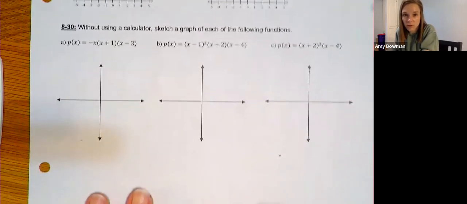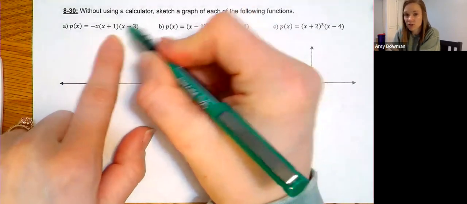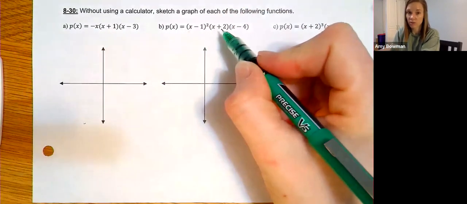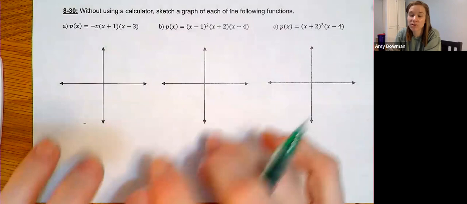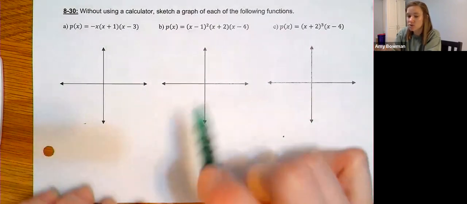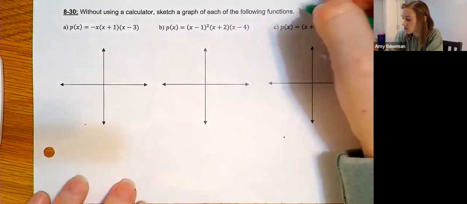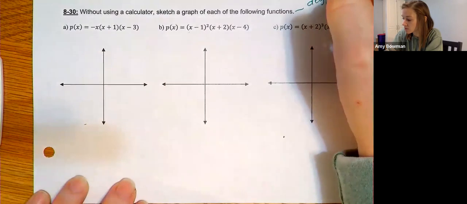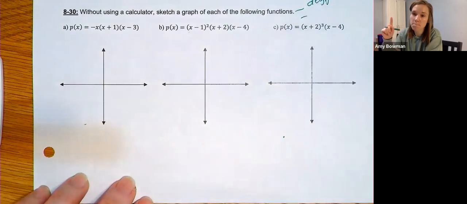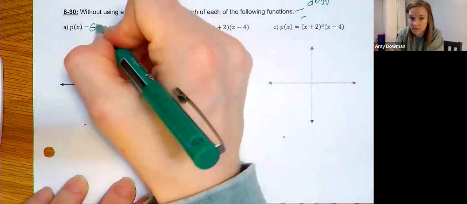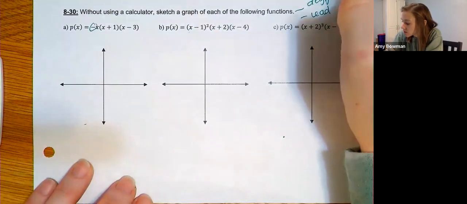So look down at example 30. And now that we've figured out what the degree of each individual factor tells us about the behavior and what the zeros are, we can actually sketch pretty decent graphs of these without using a calculator at all. So there's 3 things we need to look at. What's the degree of the function? So we need to know degree. We need to know, is the leading coefficient positive or negative? So in this case, in example A, it's negative. So lead coefficient.